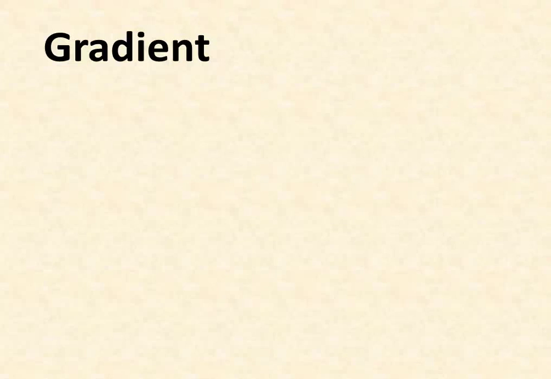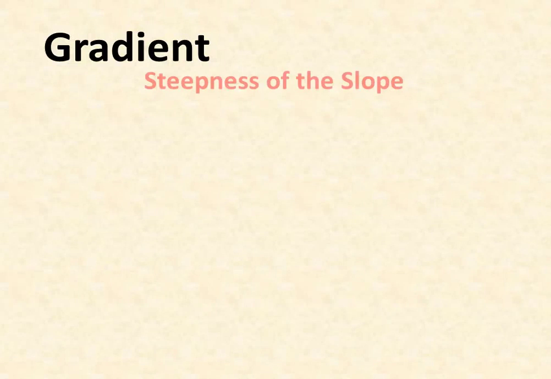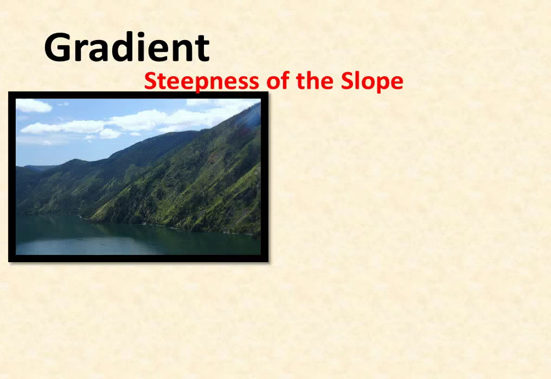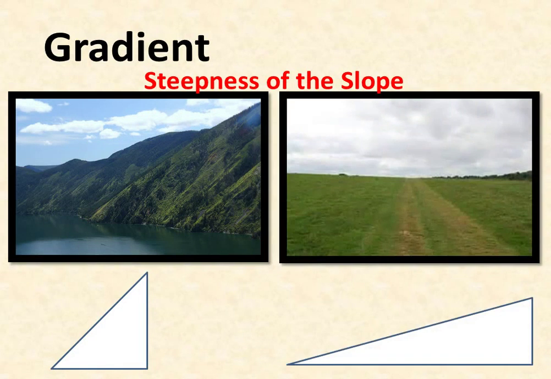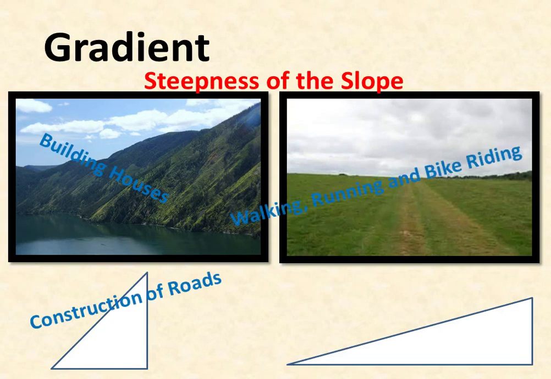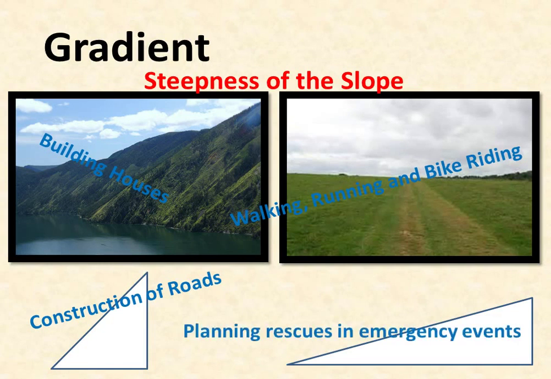This tutorial is obviously all about gradient. Gradient is about determining the steepness of the slope. Some slopes are particularly steep, while other slopes are much more gentle. This can be relevant to us for a whole number of reasons. It can help us determine where we want to build houses, where we should construct roads, where we should work out bike tracks or where we should run or walk. It can also be useful for planning rescues during emergency events.